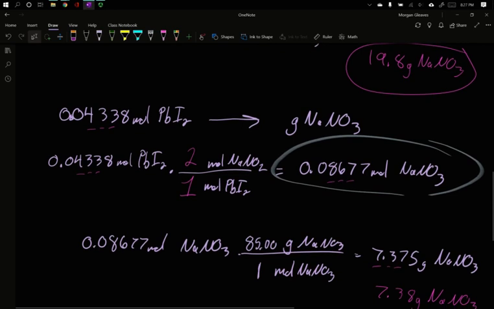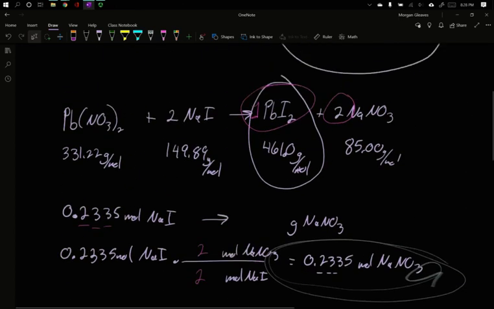So what's the difference? Well, we just had more sodium iodide. There was a significant increase in sodium iodide versus lead iodide, and so when we do these conversions, we find a greater amount of sodium nitrate was produced based on the sodium iodide than on the lead iodide.